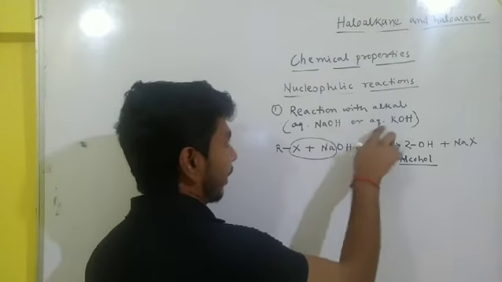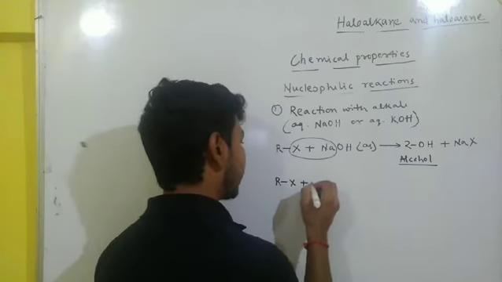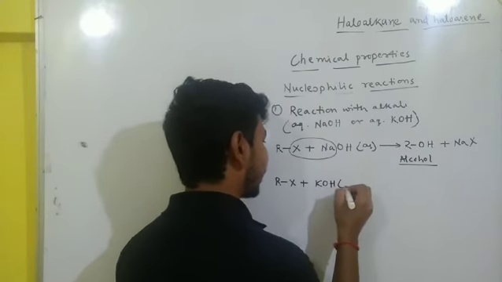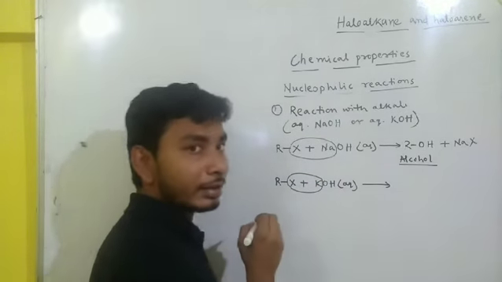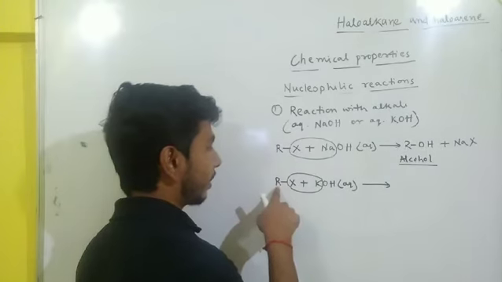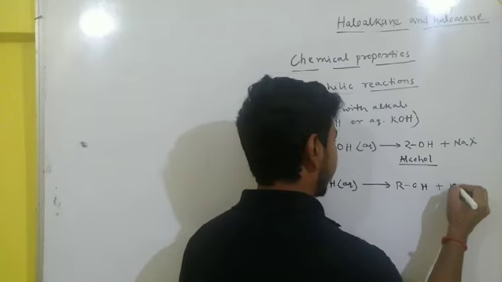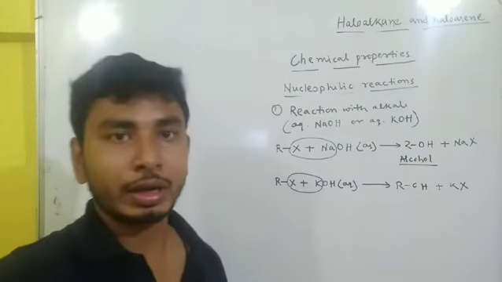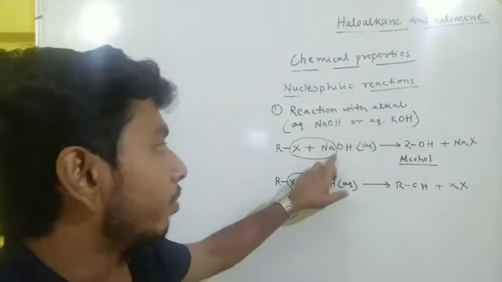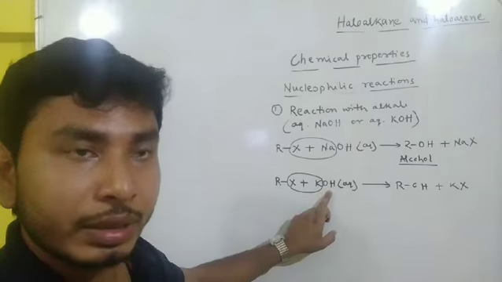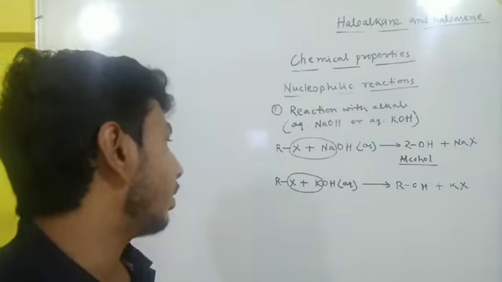Now if it is aqueous sodium hydroxide, what will be the product? So RX plus, suppose, aqueous KOH. Here KX is eliminated, so the residual part is R and OH. So here it is ROH plus KX. So alkyl halide on treatment with alkali like aqueous NaOH or aqueous KOH gives the alcohol. ROH is called the alcohol.